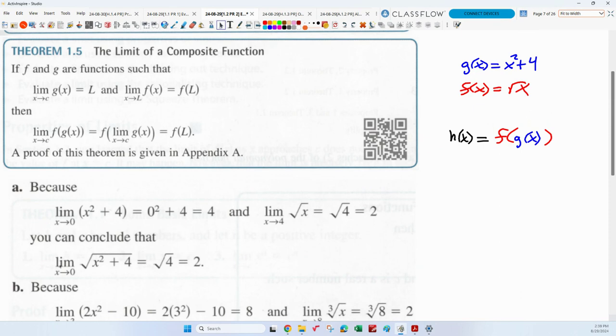If f and g are functions, if the limit of g of x as x approaches c is L, and the limit of f of x as x approaches L is f of L, then the limit of f of g of x as x approaches c is f of L. Right? How come? Because you work from the inside out. The limit of f of g of x is equal to f of the limit of g of x, which is just f of L. I'll show you how easy that is.